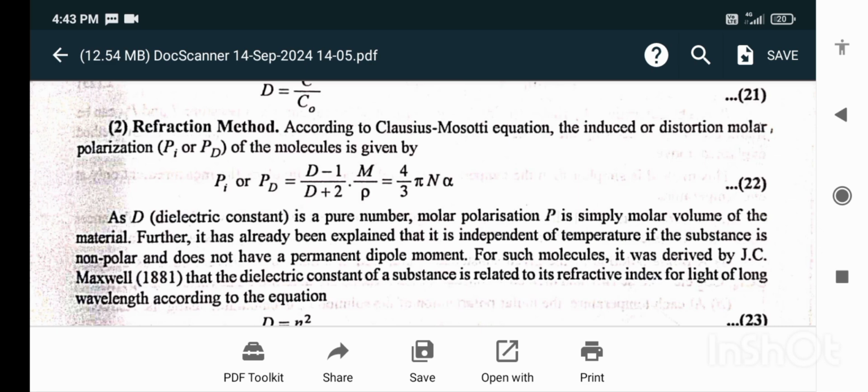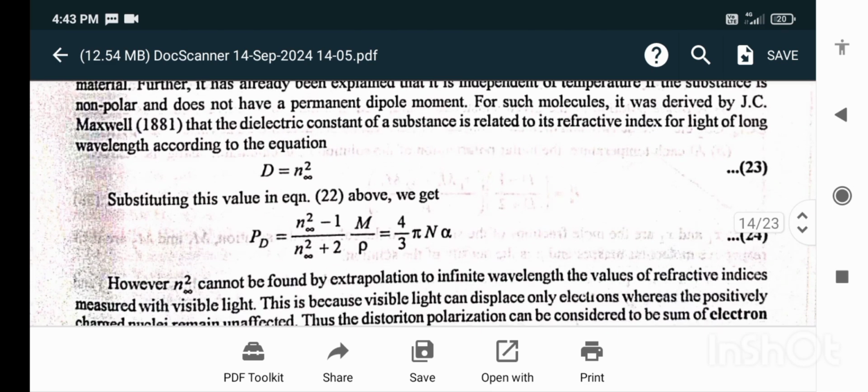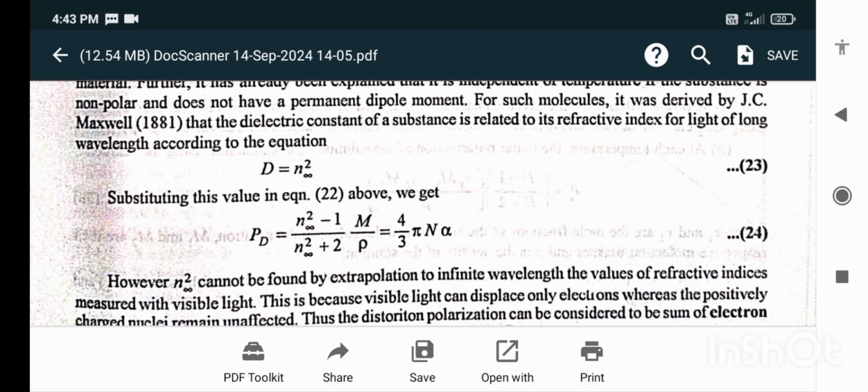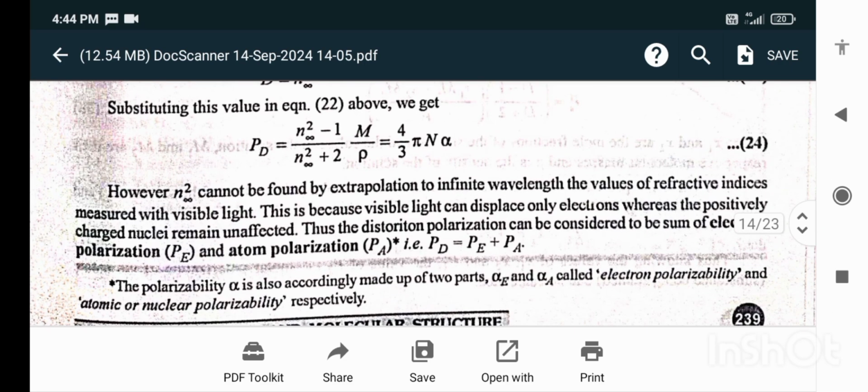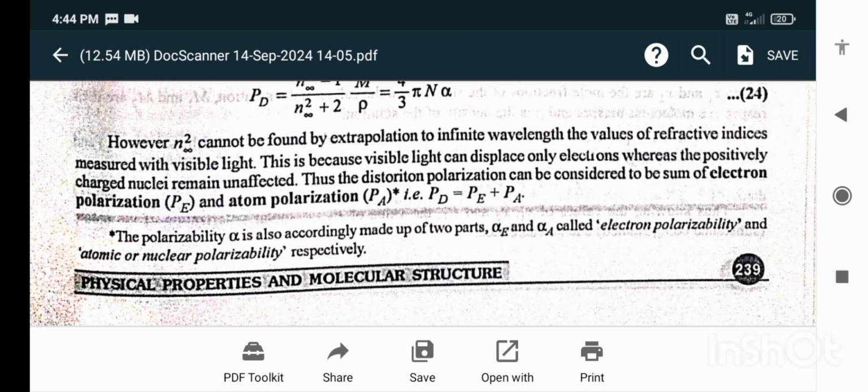For such molecules, it was derived by J.C. Maxwell that the dielectric constant of the substance is related to its refractive index for light of the long wavelength according to the equation. However, n square infinity cannot be found by extrapolation to infinite wavelength. The value of the refractive index is measured with visible light. This is because visible light can displace only electrons, whereas the positively charged nuclei remain unaffected. Thus, the distortion polarization can be considered to be the sum of the electron polarization and atom polarization.